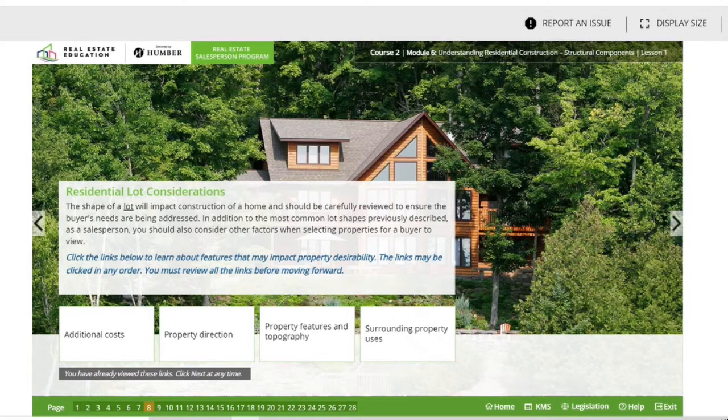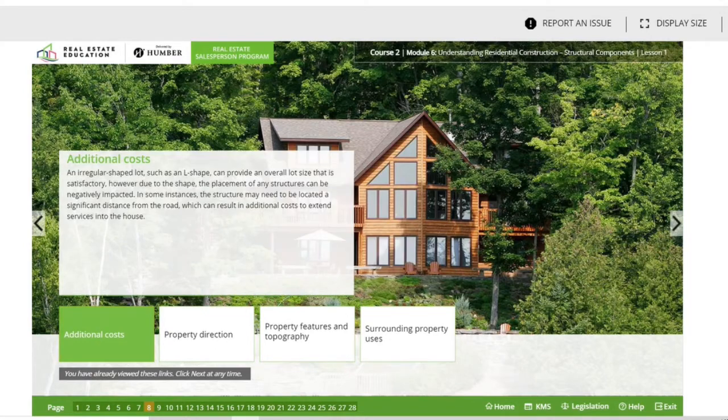The next important part that we should know is residential lot considerations. The shape of the lot will impact construction of a home and should be carefully reviewed to ensure it meets the buyer's needs. Additional costs: an irregular shaped lot such as an L shape can provide an overall lot size that is satisfactory. However, due to the shape, the placement of any structures can be negatively impacted.